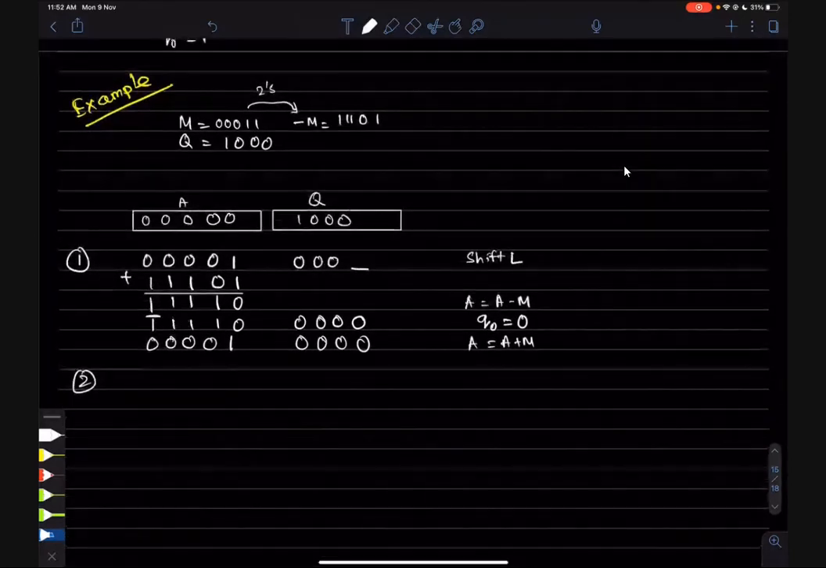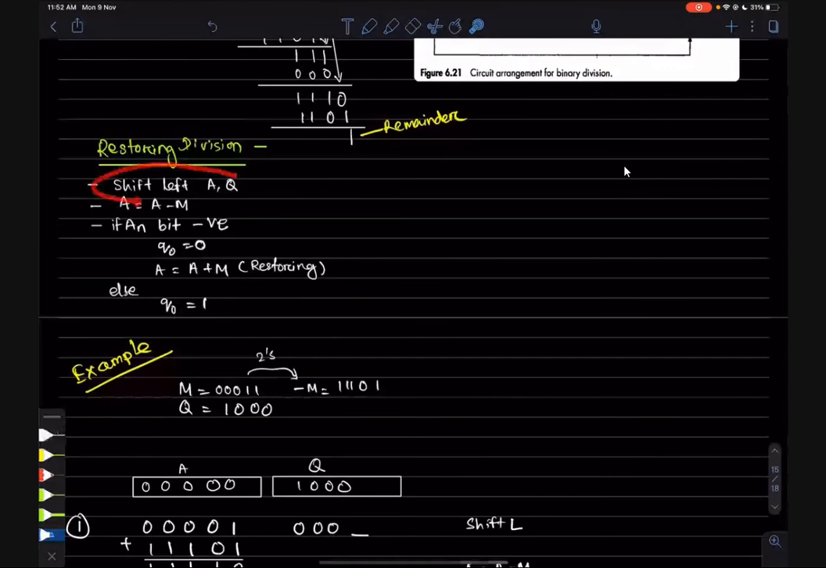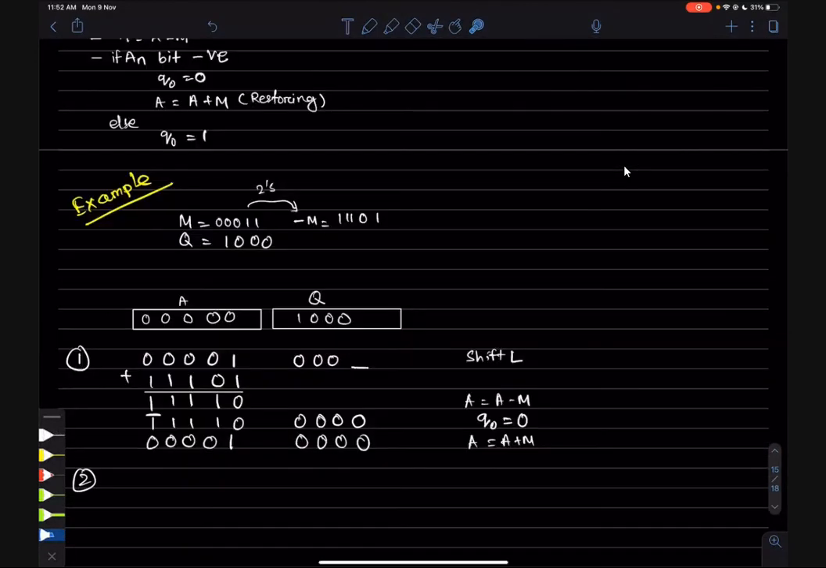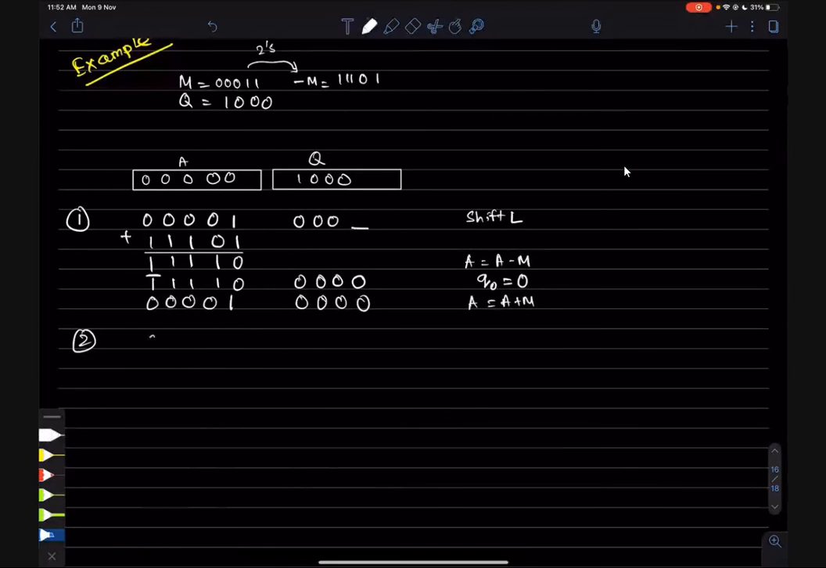Next, cycle number 2. Obviously we start again with the first step, shift left a and q: 0 0 0 1 0 and 0 0 0 and blank. This is your shift left a and q. Then the next is a is equal to a minus m. A minus m means plus 1 1 1 0 1. This is your minus m, and the output is 1 1 1 1 1. That is the result.